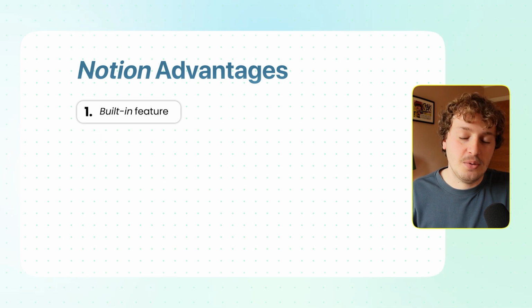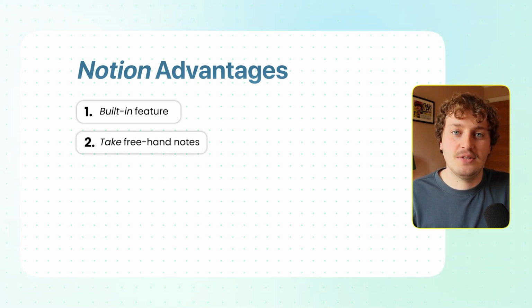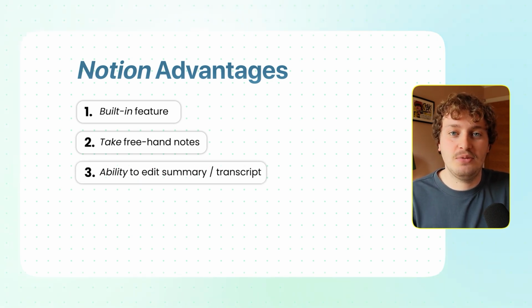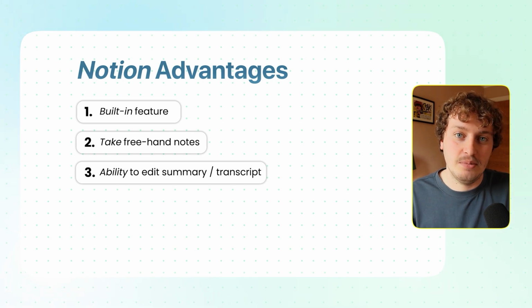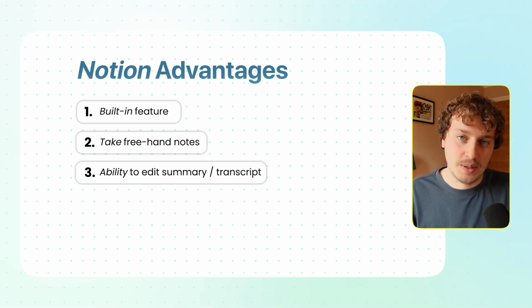The AI meeting block also allows you to create freehand notes during the meeting itself alongside the actual recording, which I think is handy. You're able to edit the summary itself, which you're not able to do in Fathom. You may be able to do it in other tools, but being able to edit that summary is really helpful because sometimes obviously the AI doesn't get it completely right. And so if you do want to present this to a client, it's really helpful to be able to customize it for yourself.